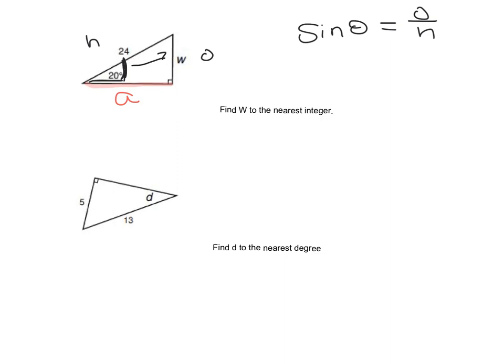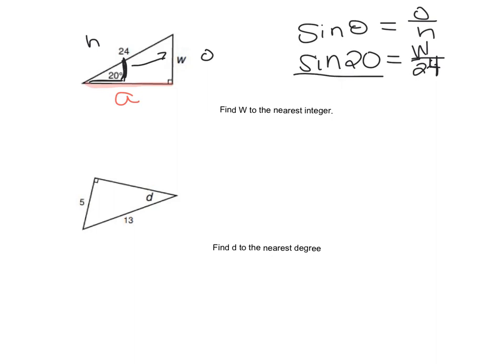So the adjacent actually makes up one of the sides of the angle, and the hypotenuse is always across from the right angle. Okay, so now I look at this problem, and I know it's sine because I'm dealing with the opposite and the hypotenuse, and sine deals with the opposite and the hypotenuse. So what I'm going to do is write sine, and I write the angle in, which is 20 degrees in this case, and that is equal to the ratio of W over H, which is 24. So W over 24.